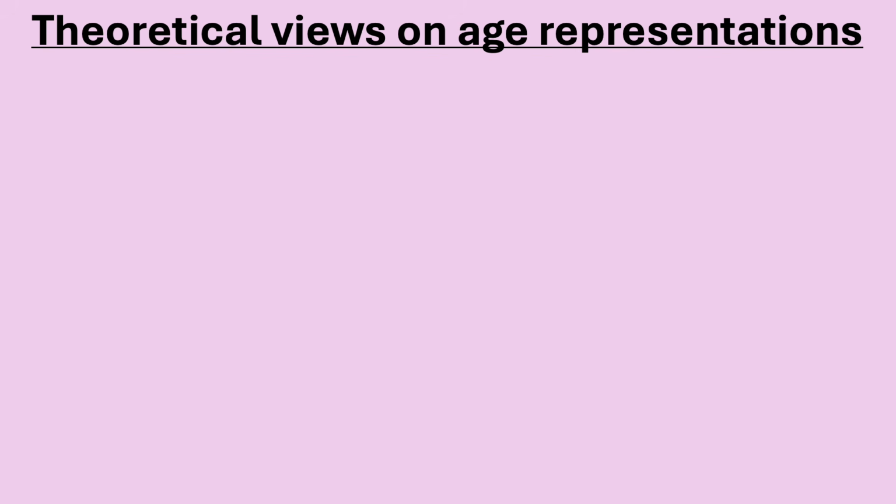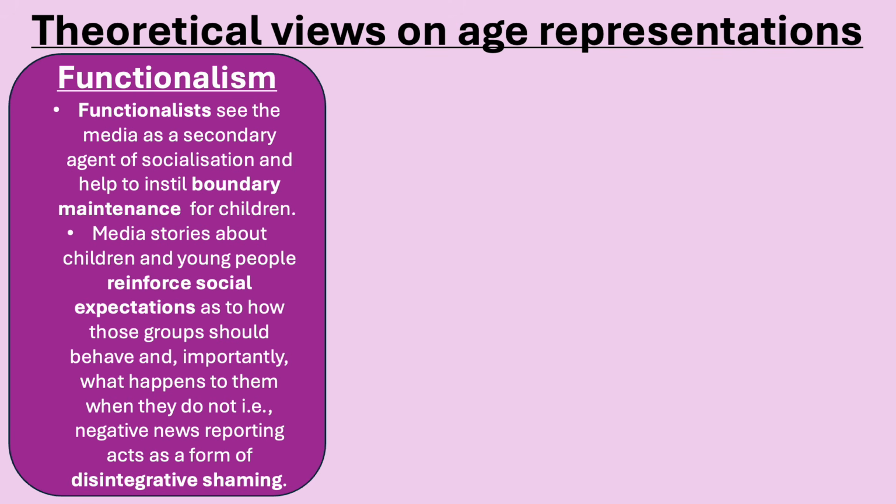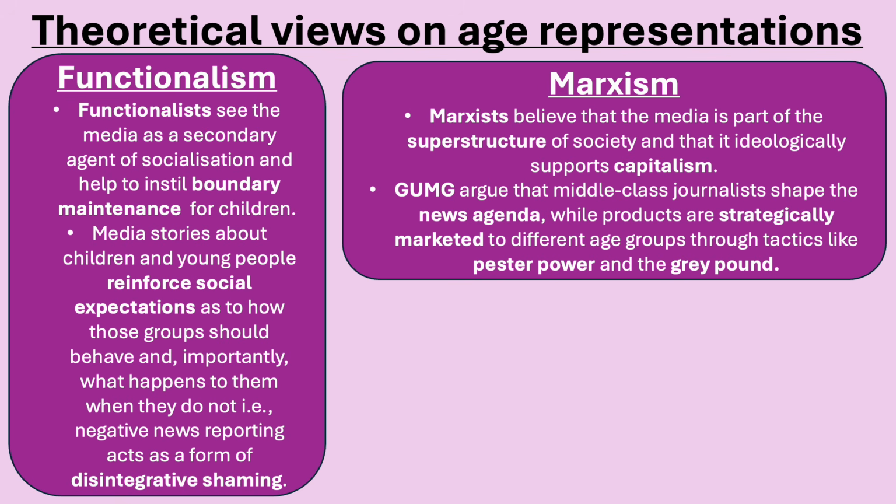Our next topic is representations of age in the media, and we're going to start off with theoretical perspectives. So, functionalists see the media as a secondary agent of socialisation and help to instil boundary maintenance for children. Media stories about children and young people reinforce social expectations as to how those groups should behave and, importantly, what happens to them when they don't. That is, negative news reporting acts as a form of disintegrative shaming.